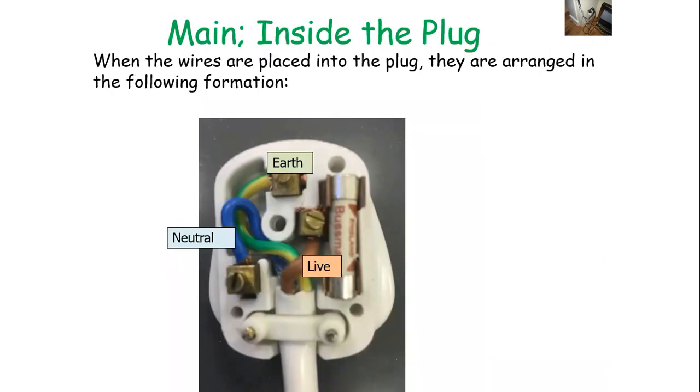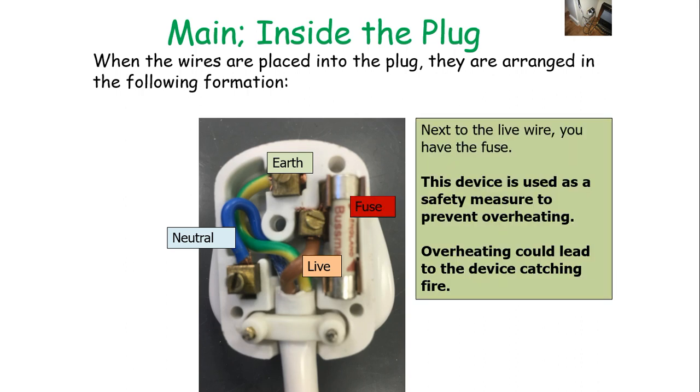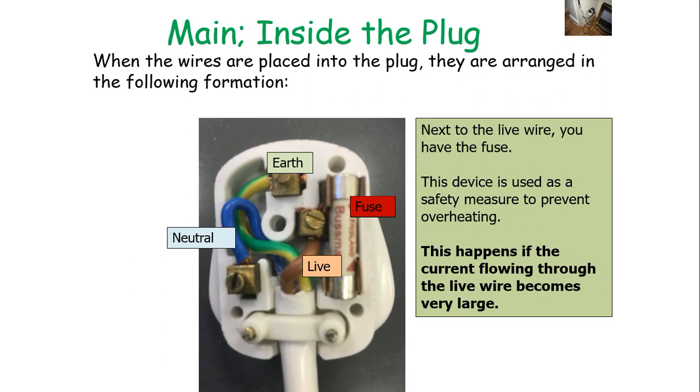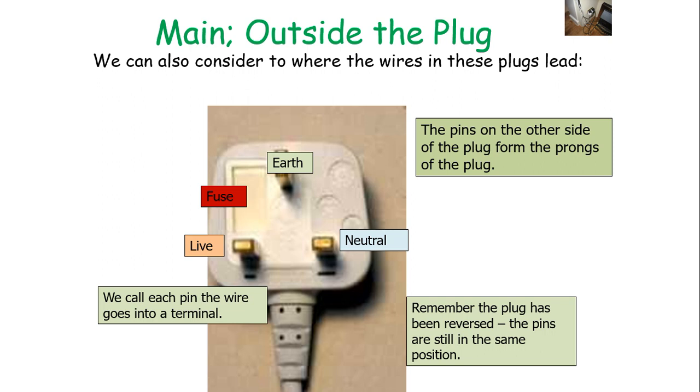Now, they're placed into the following formation in the plug. So you've got the earth wire at the top, the neutral wire on the left-hand side, and the brown live wire on the right-hand side. You'll also notice next to the live wire, you've got a fuse. This is a device used as a safety measure to prevent overheating in your plug, which could be an issue because overheating can lead to the plug and the device catching fire. That happens because if the current flowing through the live wire becomes very large, that can cause overheating, which can cause your plug to catch fire.